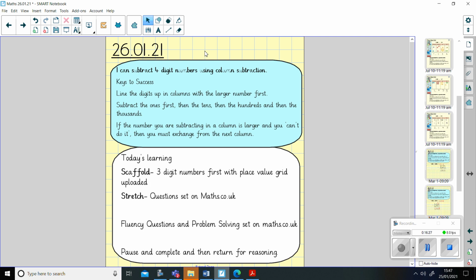There's a scaffold uploaded into Teams with some answers as well, and there's also a place value grid if you need it. Stretch questions are set on maths.co.uk, and I've labelled those as stretch questions for the 26th of January. So you should be able to find those quite easily. Everybody can have a go at the questions on maths.co.uk. They're set for everybody, and also the stretch questions.